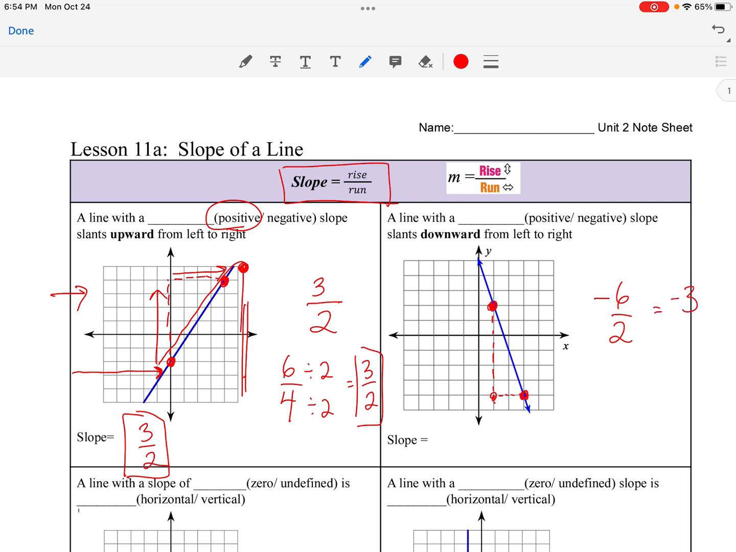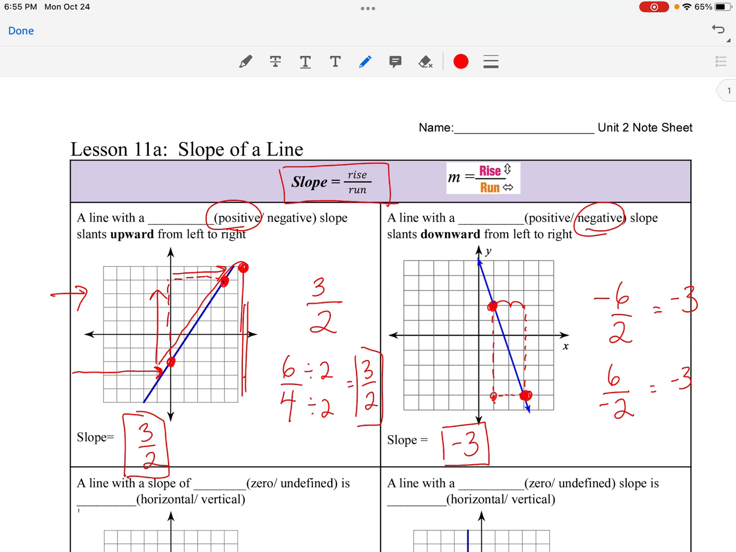So that equals -3. Now I could also go from this point down here to the other point. So in here I would rise +6. So I'm going 6 in the positive direction, but now I'm running in the negative x direction. And 6 divided by -2 is also -3. So this is a slope of -3. It's a whole number, so slopes don't always get represented as fractions.